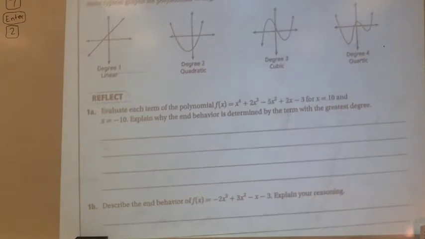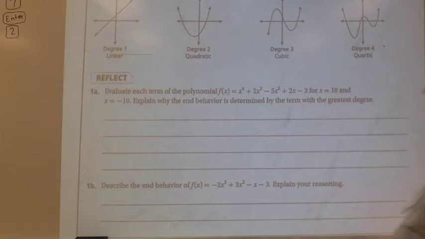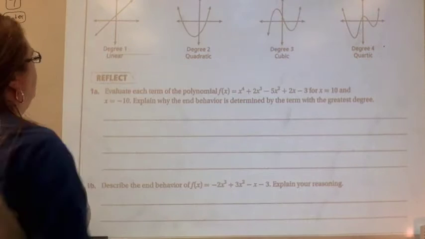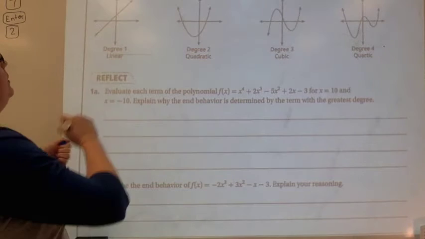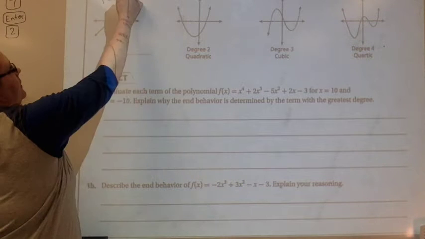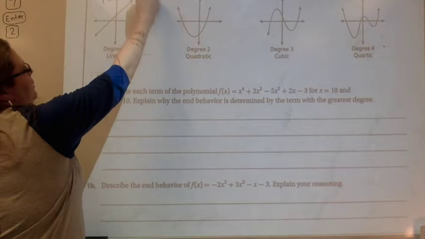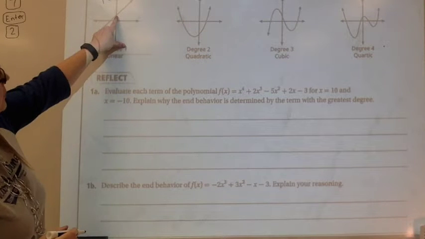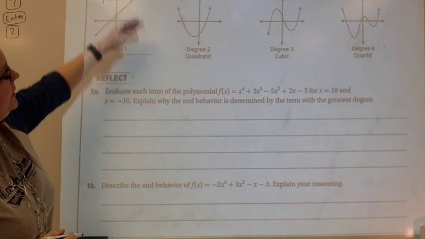Looking at the back of this sheet, this talks about 4 different degrees. Degree 1, of course, is linear. Here we're talking about an equation like f of x equals x plus 3, something like that, where it crosses at a positive and has a positive slope.